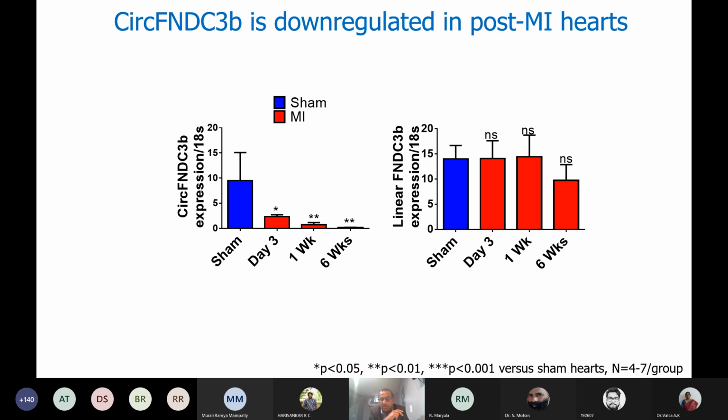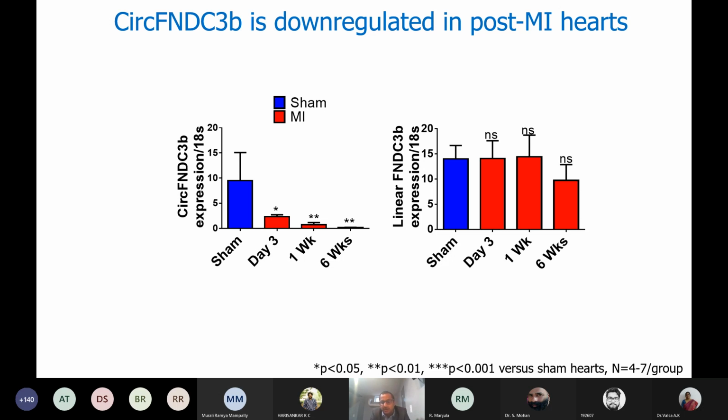To make it simpler, imagine you have a gene X which has 10 exons, and every gene has introns which are spliced off. This circular RNA is coming from the cognate gene called FNDC3B, from the second and third exon of this gene. There could be multiple circular RNAs coming from other exons, but in our microarray data, we found only FNDC3B coming from the second and third exons of this cognate gene. We validated it by qPCR, and we have primers specific for this junction.